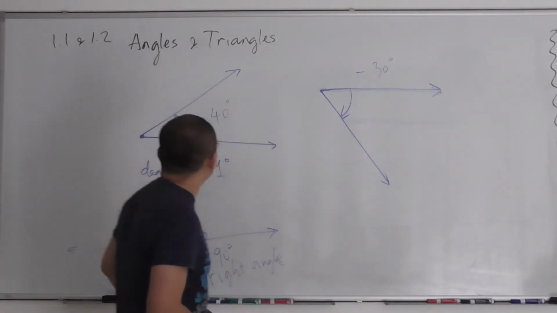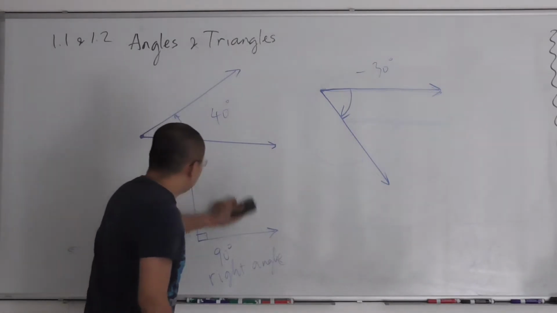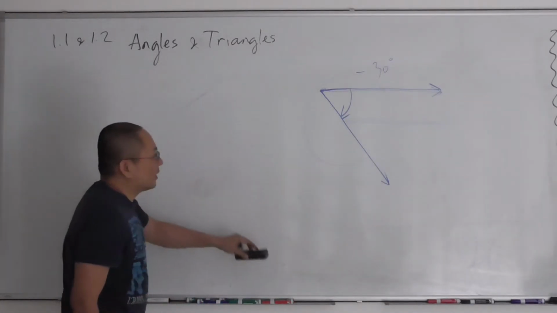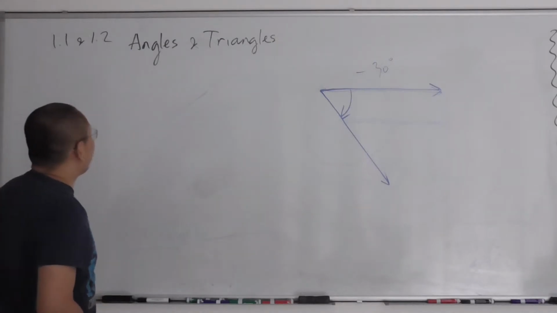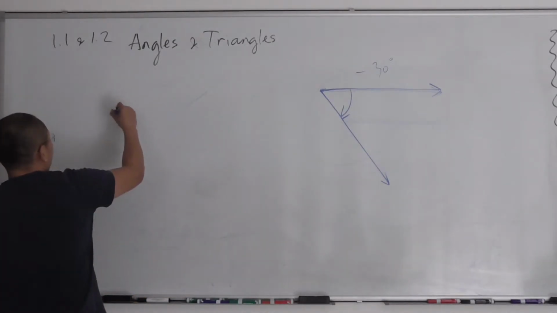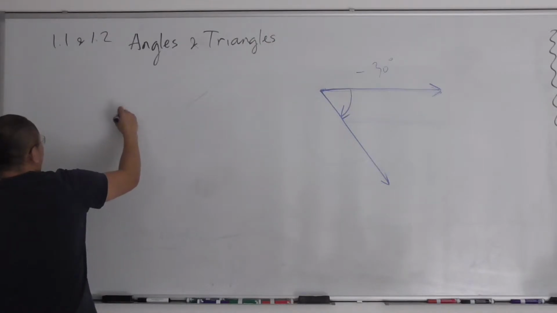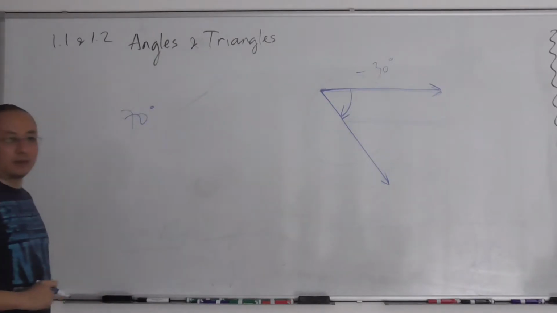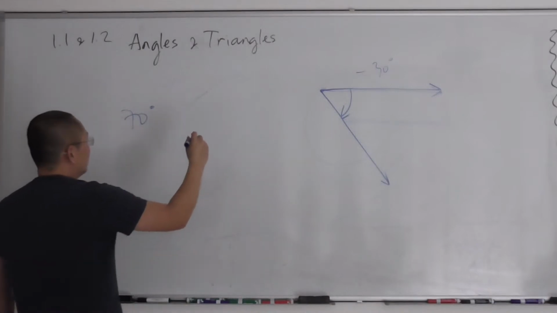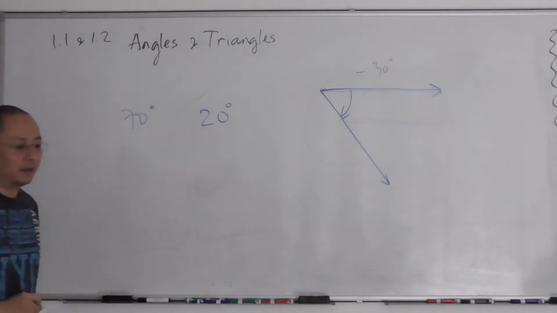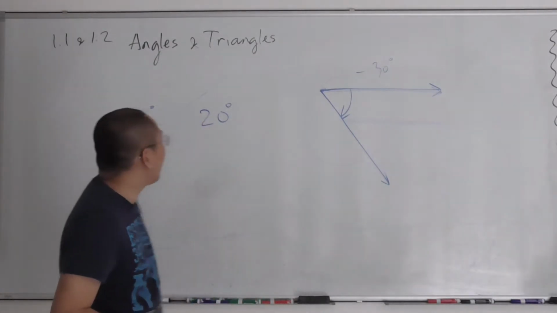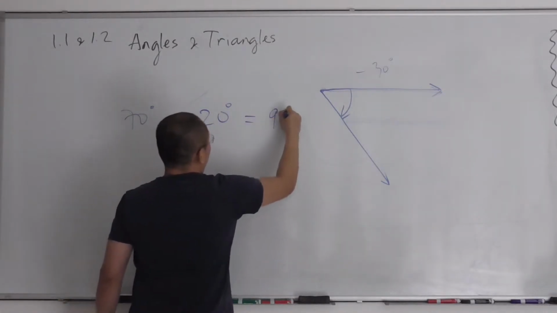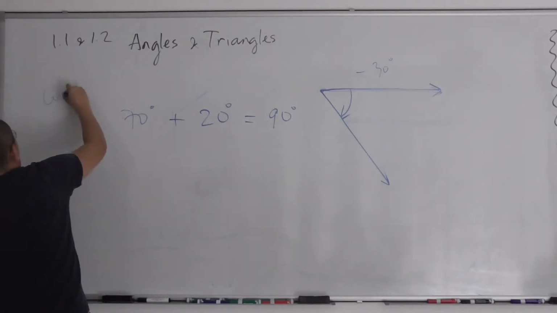Next, I'm going to talk about some more terminologies involving two angles. What if you have two angles that sum up to 90 degrees? We're going to call them complementary angles. Okay, so say the first angle is 70 degrees. The second angle is 20 degrees. And we say that those two angles are complementary to each other. The reason for that is the sum of the two angles is equal to 90 degrees. It's called complementary.